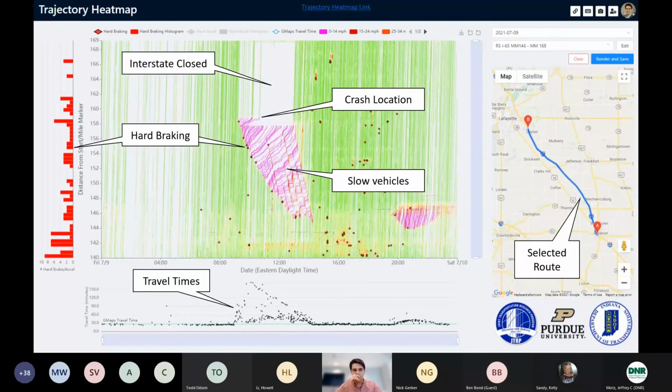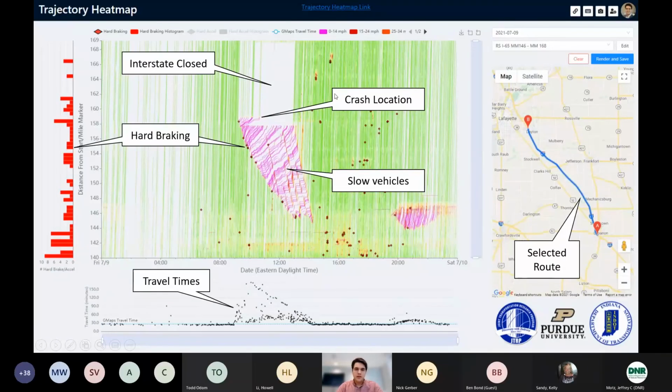That said, it caused about a 4-hour closure on the interstate. So with this tool that we have, we can look at the traffic and the closure in really fine detail. On the x-axis here, we have the time of day, and on the y-axis, we have the mile marker going from balloon A to balloon B.